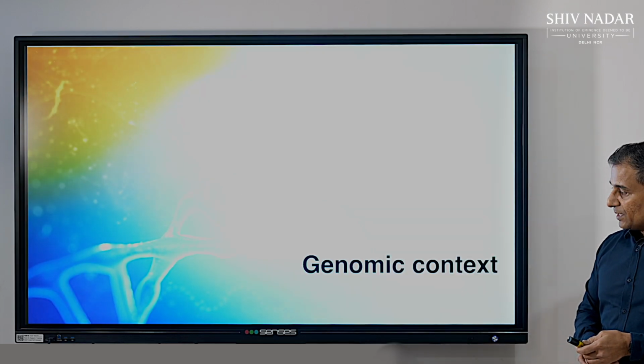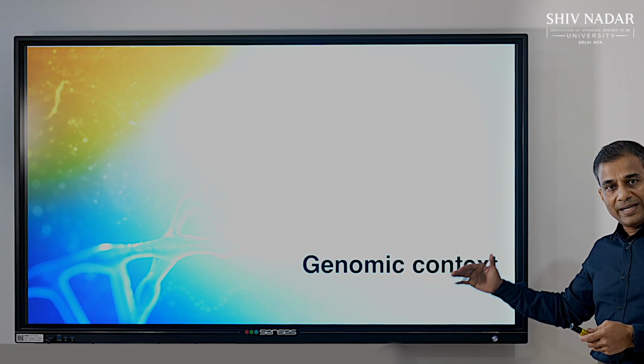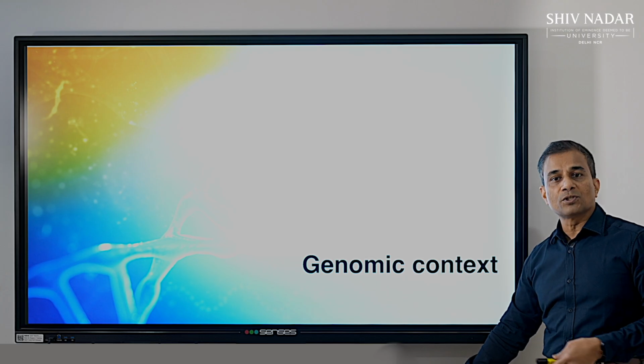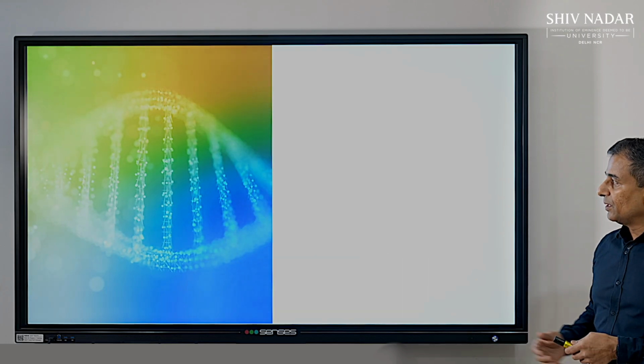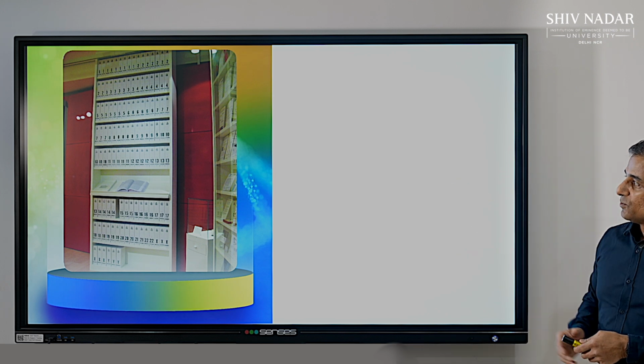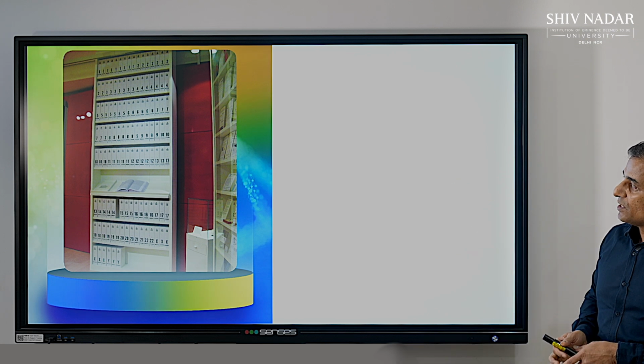With this illustration, I guess we'll be able to understand what is the role of epigenetic regulation in human health. So as I said, initially I'll provide a genomic context just to set the base for understanding what is epigenetics, because I guess many of us are aware of genomes and genomic sciences because of the talk about the entire Human Genome Project.